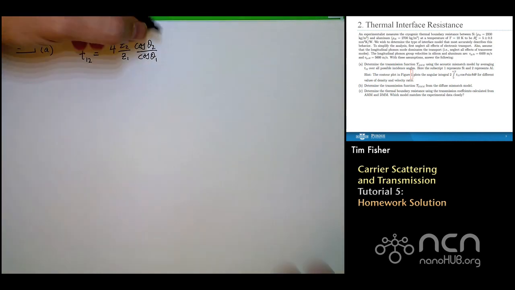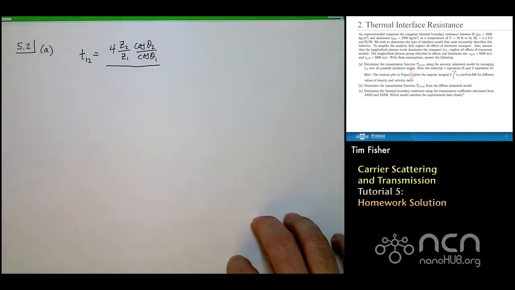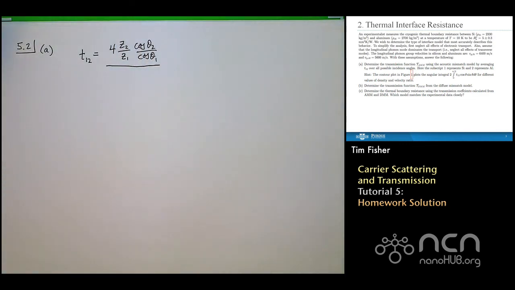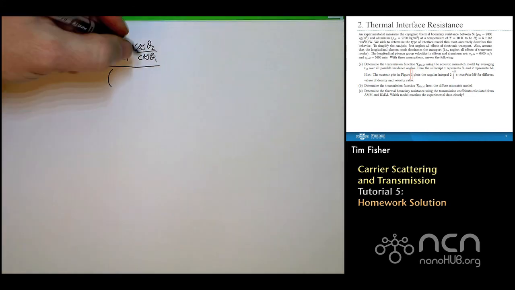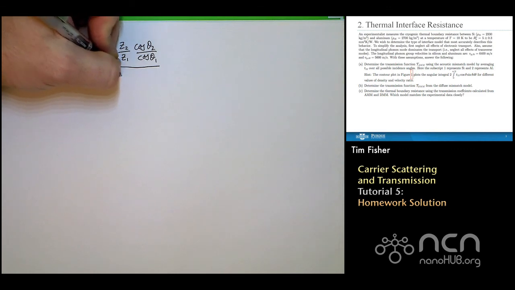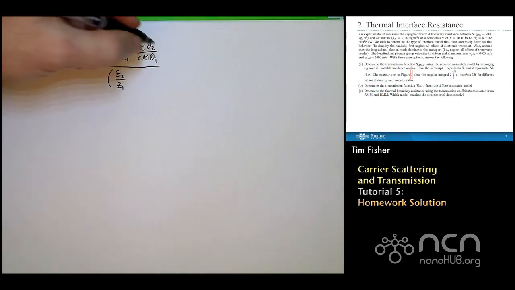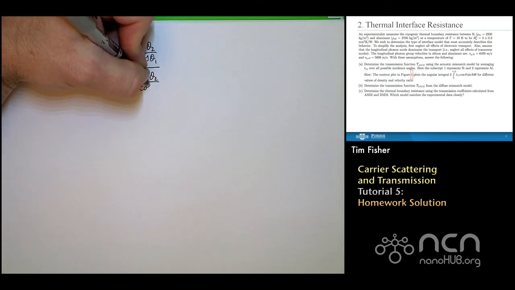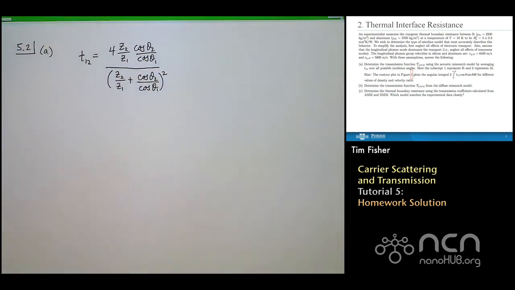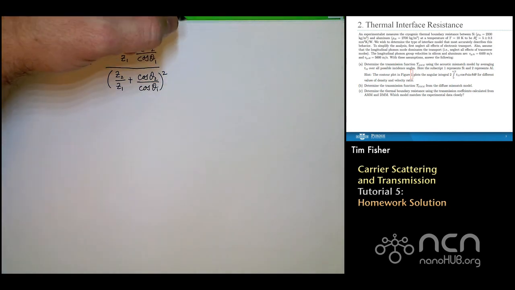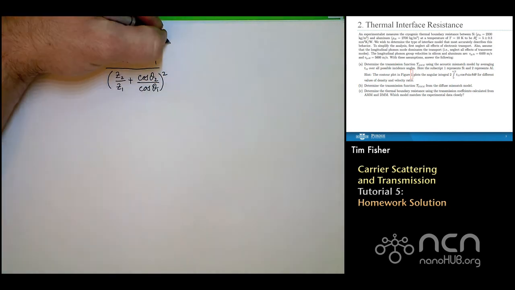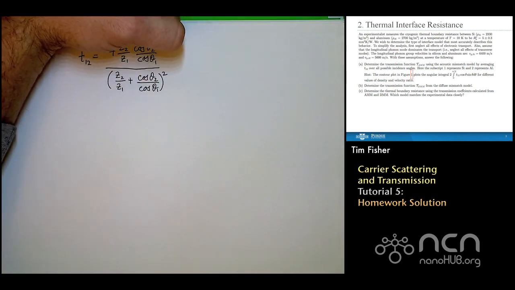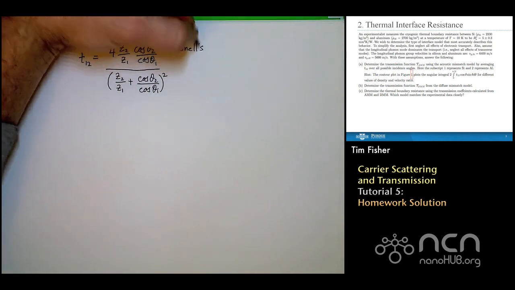It involves these terms Z, which are the acoustic impedances. That's the product of mass density and group velocity. And then these angles, these are refraction angles that we'll get to in a moment. So that's our transmissivity. And then we need to find an expression for the refracted angle theta 2. That comes from Snell's law.